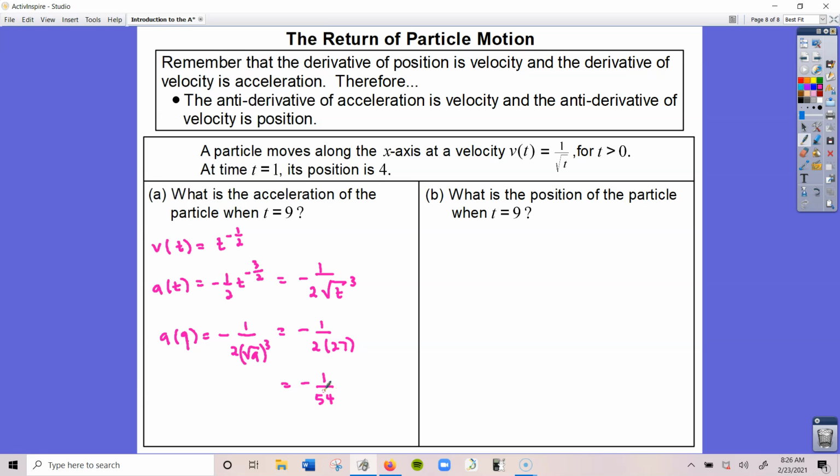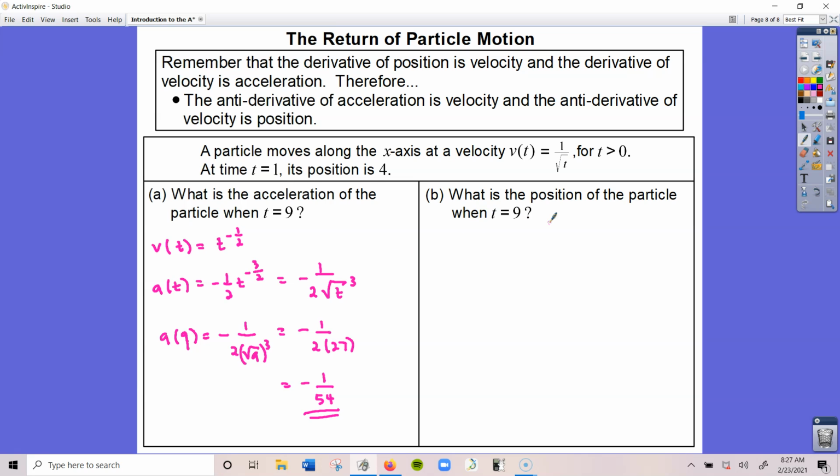And don't forget, if we're given units, we would write the units. In this case, we have no units, so that's it. Our answer is negative 1 over 54. But remember, since this is acceleration, if we were to be given units, it would be the unit of measurement of length over time squared.